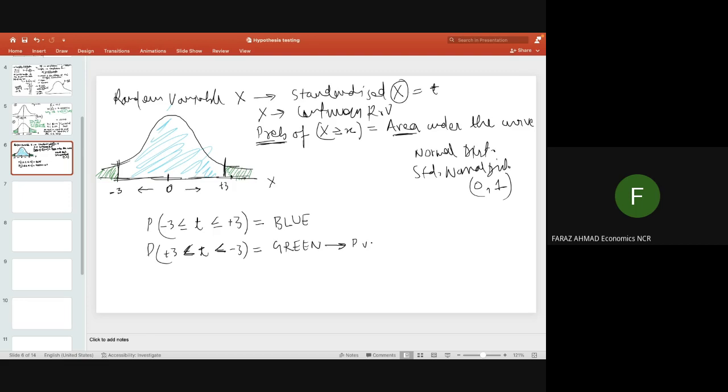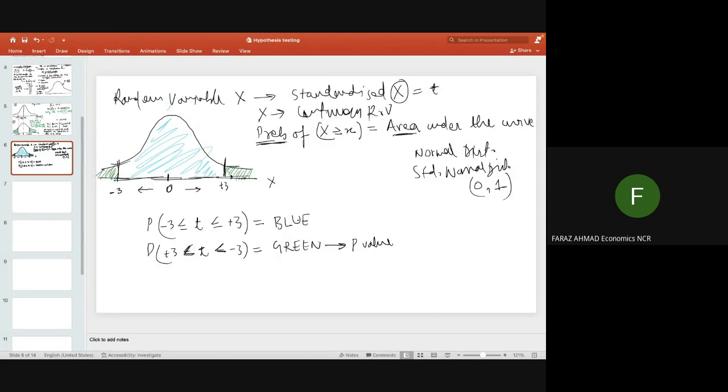This is a popular name, and p stands for probability, right? It's not that blue is not a probability, that's also a probability. But when I'm referring to regression, there is something called p-value, and it means the green area. Keep it in mind, area under the tails.